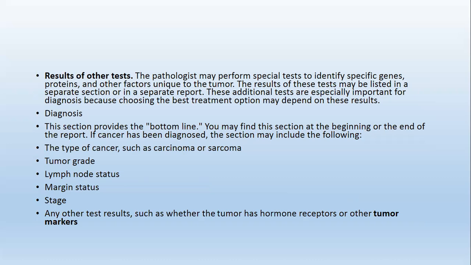Now, diagnosis. This section provides the bottom line. You may find this section at the beginning or at the end of the report. If cancer has been diagnosed, the section may include the following: the type of cancer, such as carcinoma or sarcoma, tumor grade, lymph node status, margin status, stage of the tumor, and any other test results, such as whether the tumor has hormone receptors or other tumor markers.